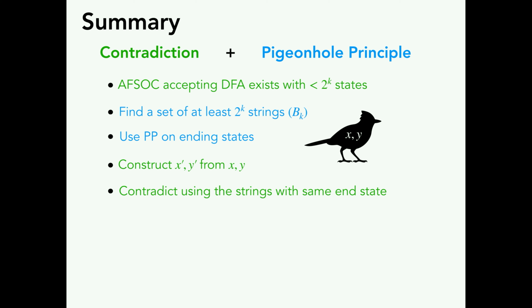So if the ending state was an accepting ending state, we would have one of x prime and y prime, the kth character from the right, would be a 0, and that's a contradiction. Similarly, if we had a rejecting ending state, the kth character from the right for one of x prime and y prime would be a 1, and that's also a contradiction. So in either case, we have a contradiction.